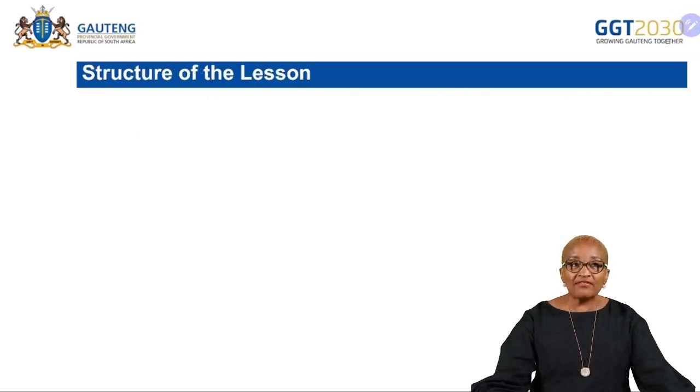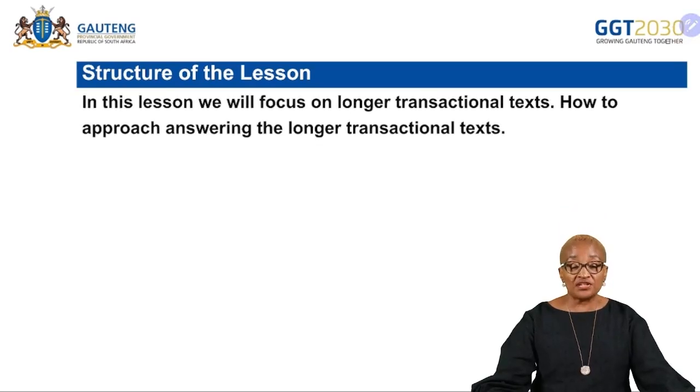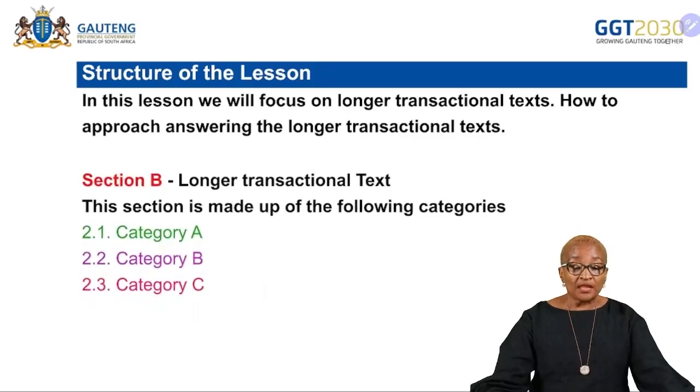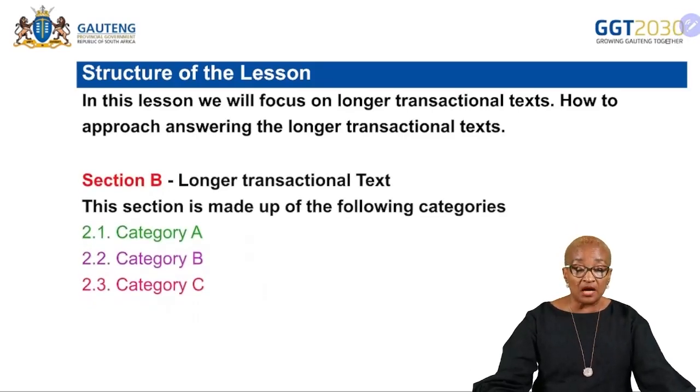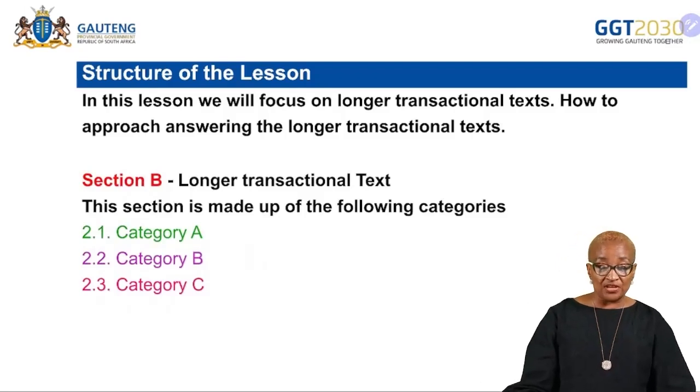So, let's have a look at the structure of today's lesson. In today's lesson, we will focus on longer transactional text, how to approach answering the longer transactional text. This forms our section B, and this section is made up of the following categories. We've got category A, category B, as well as category C.